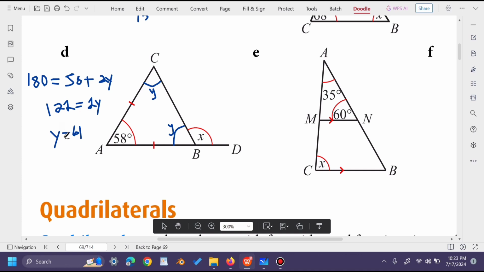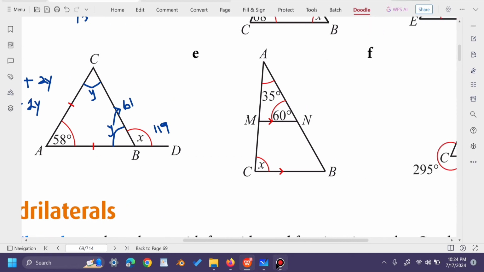Now we got to know that both of those are 61 and 61. So how are we going to find x? This is 61. If this is 61, that means 180 minus 61 will be the final answer of ours, and that is going to be 119. So 119 is the final answer.